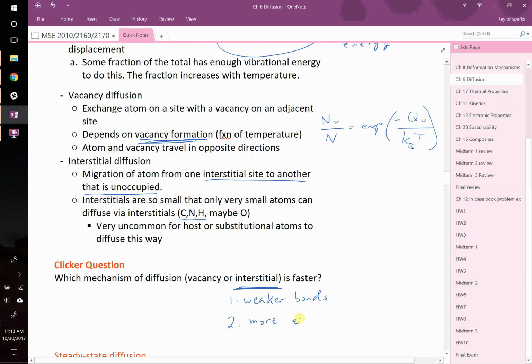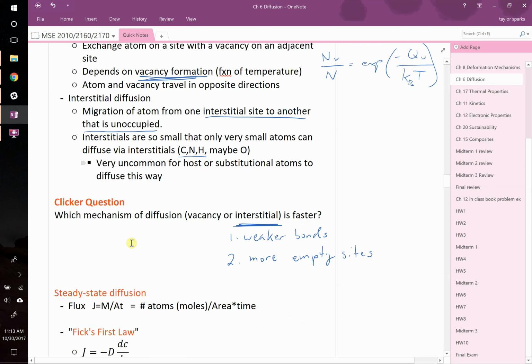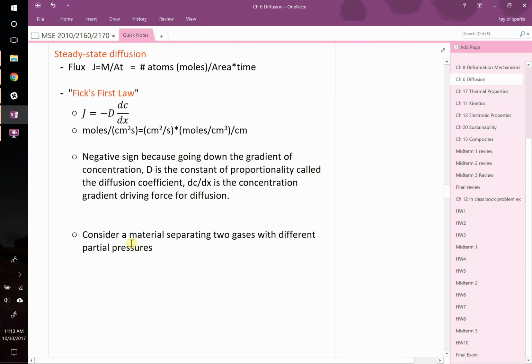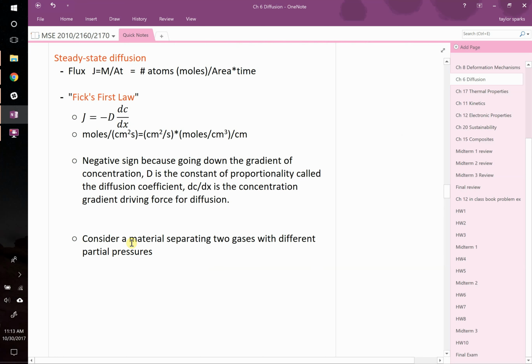More empty sites. You don't have to wait for a vacancy when you do interstitial diffusion because most of those sites were already empty, right? So for that reason, interstitial tends to be much faster than vacancy. All right, let's now turn our attention to solving two different types of diffusion.